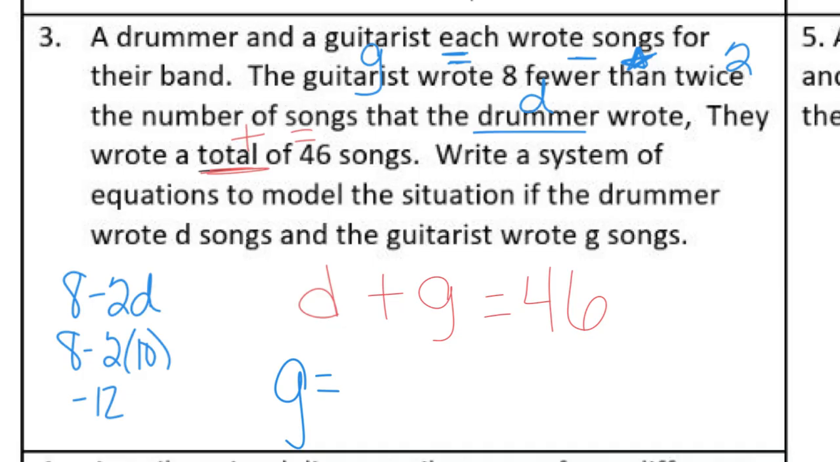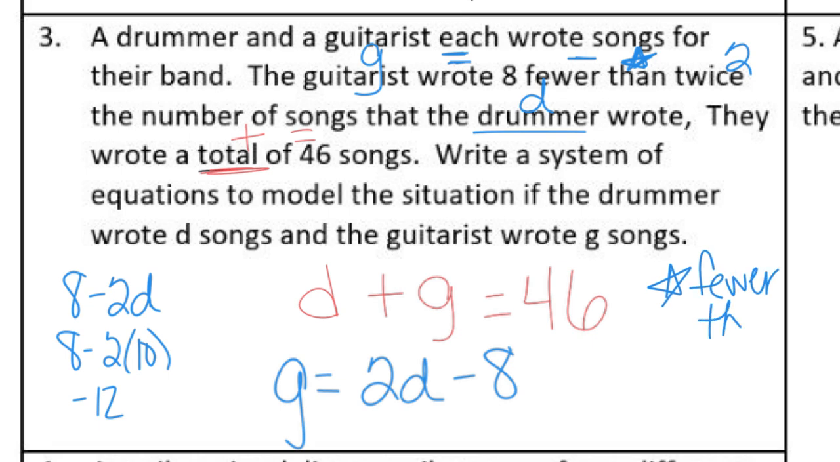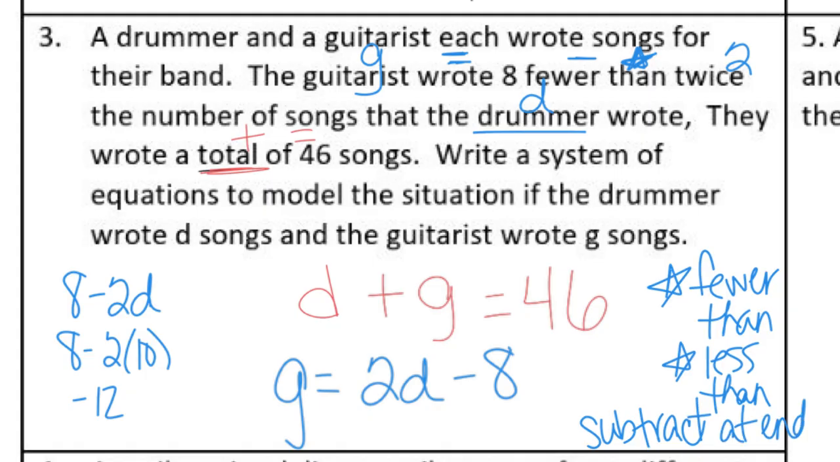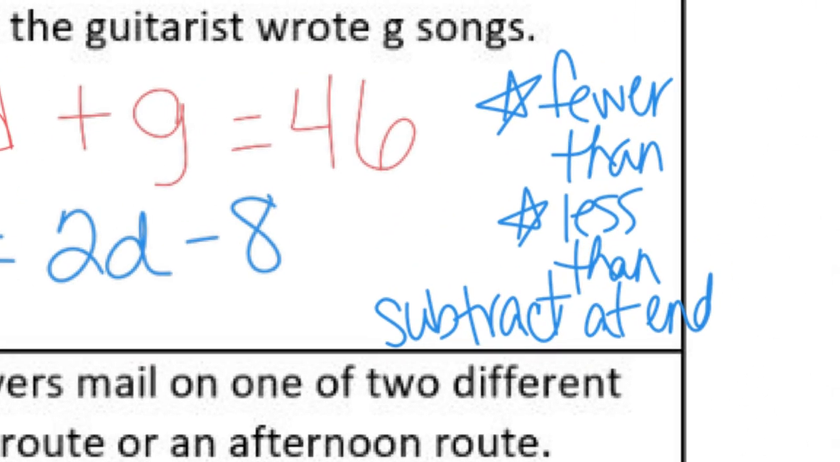So we'll add this to the board. Fewer than means you've got to write things the other way. So twice the drummer minus 8. Does that make more sense? So we're going to write it on our paper and then we'll add it to the board. If you see the word fewer than or the word less than, not the inequality less than, because I know we talked about that this week, this means subtract at the end. Subtracting at the end, right?